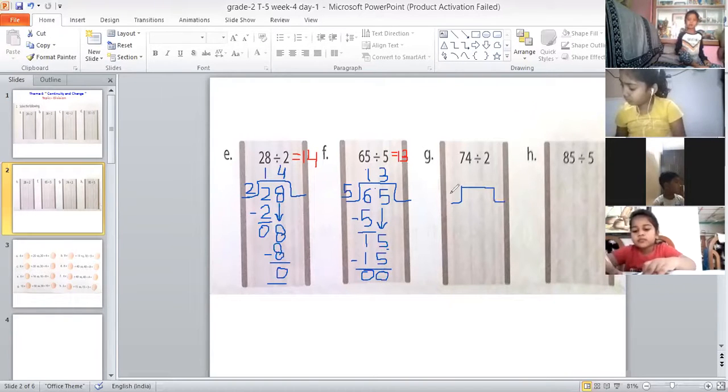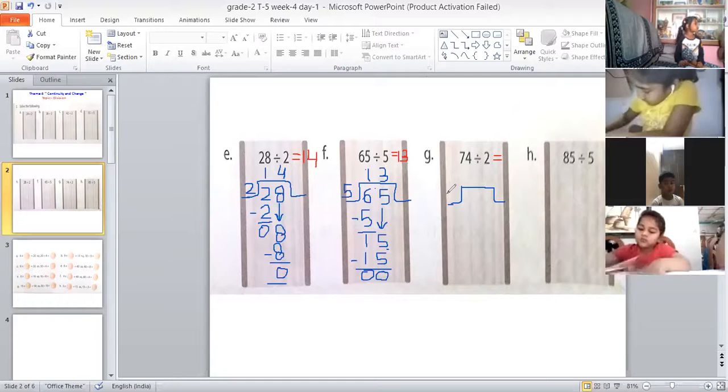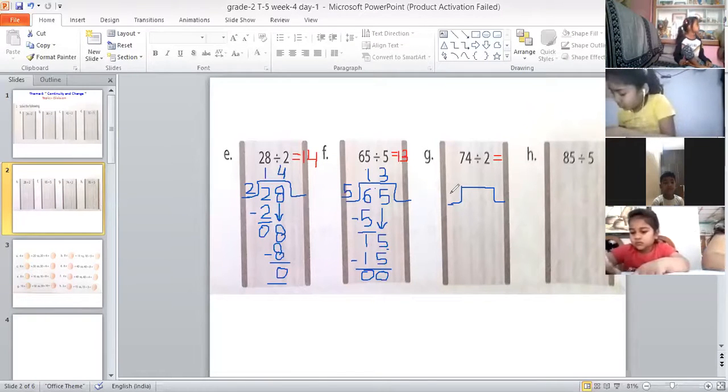Ma'am, 74 divided by 2. Yes, so this is 74 divided by 2. Now you tell me which number we will write outside and which number we will write inside. Ma'am, inside 74, outside 2. Very good. So we'll be writing this 2 outside and we'll be writing this 74 inside.